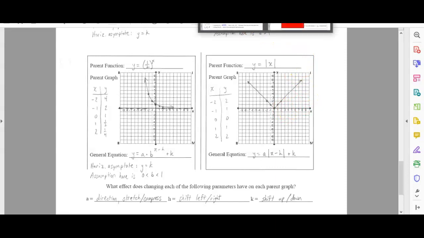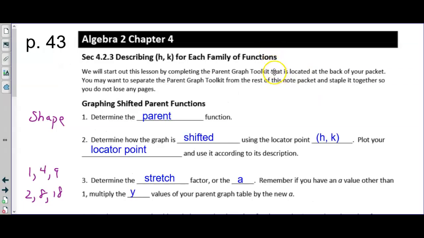All right, let's wrap this up with some notes on page 43. All right, so generalizing. This mentions something about a parent graph toolkit, and there is one of those at the back of your packet, which might be useful for practice, but I just went through all the different function types that we will need, so you'll use pages 38 and 39 if you need to reference.